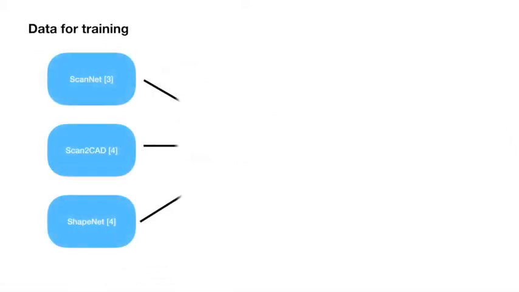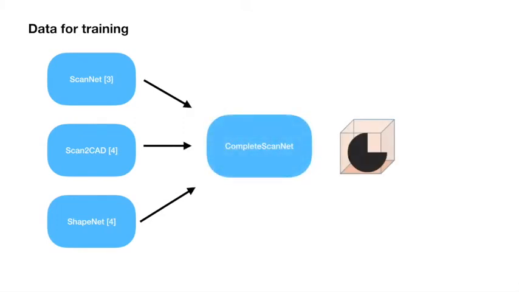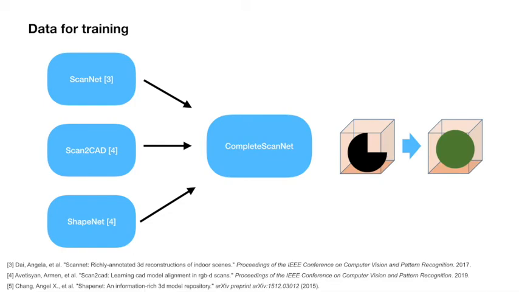A real-world dataset is missing in this research field. We generate a new dataset by replacing objects in real-world scans with CAD models. Our dataset is built on top of ScanNet, Scan2CAD, and ShapeNet. For the details of the data generation, please refer to our paper. We will now introduce our method.